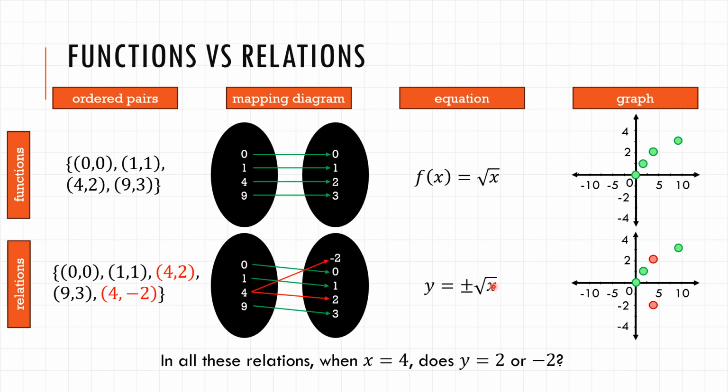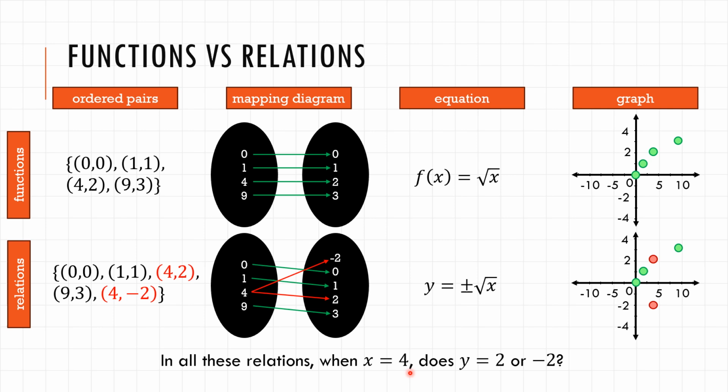In this equation, if we take the square root of 4, well, this is literally telling you to take the positive or negative square root. And so still our answer is either 2 or -2. And finally on the graph, if we look at 4, we can see that if x is 4, y could either be 2 or -2. So in all of these, there are two different values for y for that one single value of x.